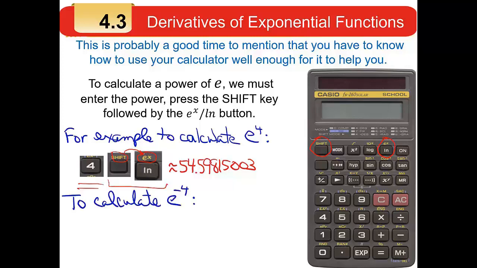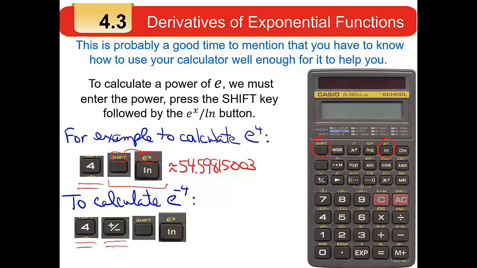Now, if you want to calculate e to a negative power, you have to incorporate the knowledge we have of how to put a negative number in. So what you have to do is put the positive 4 in, then press plus minus, which puts the minus sign in front of it. So if you look at your calculator at that point, it'll have a negative 4. And then you do your shift ln, which executes e to that power. And if you do that correctly, you'll get 0.018315638. And in a particular problem, they might tell you to round it off to a certain number of decimal places. But here I'm just showing you how to use the calculator.